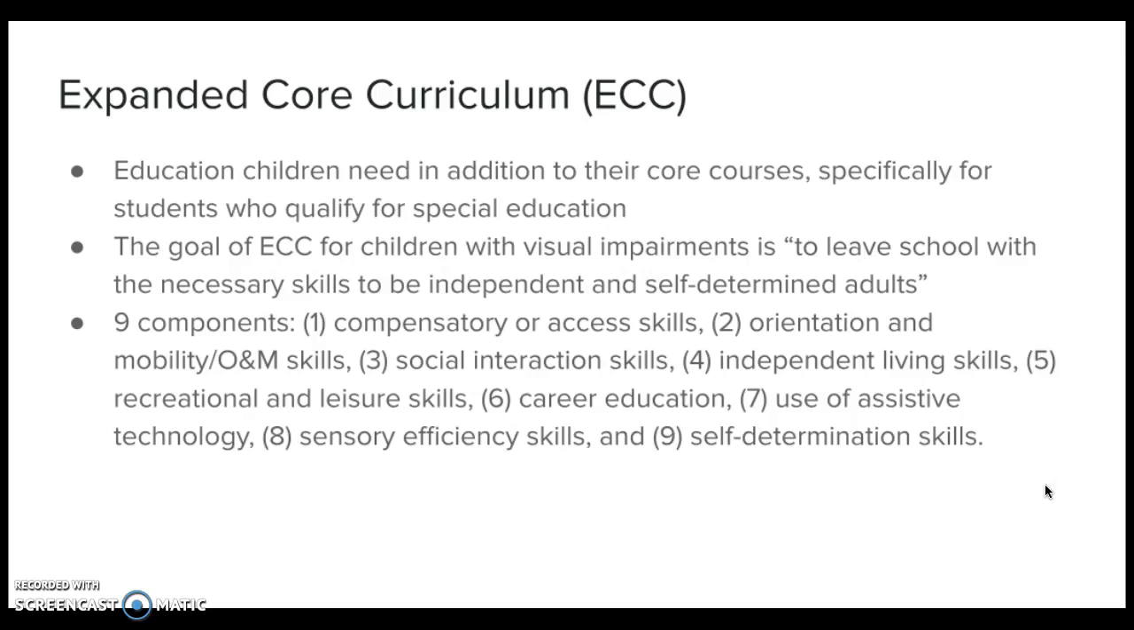So the 9 components, and I'm going to get a little bit more in depth with each one. 9 components: compensatory or access skills, orientation and mobility skills, social interaction skills, independent living skills, recreational and leisure skills, career education, use of assistive technology, sensory efficiency skills, and self-determination skills. I kind of got examples of each, so I'll just run through those quickly.